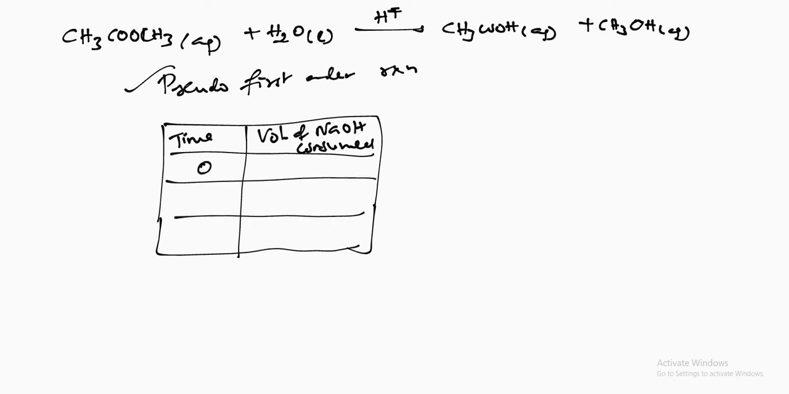At time 0, volume of sodium hydroxide consumed is V0. At time t, volume of sodium hydroxide consumed is Vt. At infinite time, that is at the completion of the reaction, volume of sodium hydroxide consumed is V infinity. Students, if these data are given, how to calculate the value of K1? That's the question.